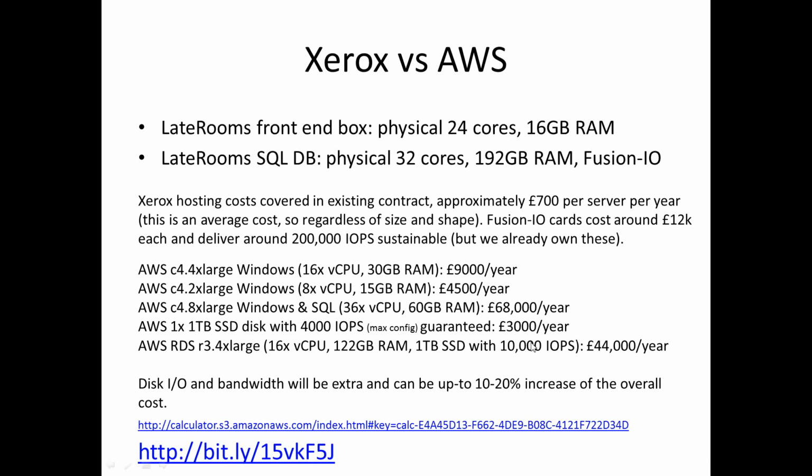You can do that a little bit more cost effectively if you go to RDS. So RDS is Amazon's database as a service. That comes down at £44,000 a year. Each of those, you should note, the 70 grand a year only gives you 4,000 IOPS. The 44 grand a year only gives you 10,000 IOPS. Our Fusion IOs deliver us at least 200,000 IOPS sustainable. They can scale more than that, but sustainable is about 200,000 IOPS.